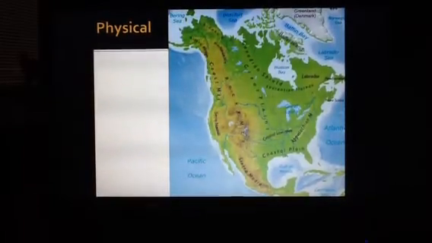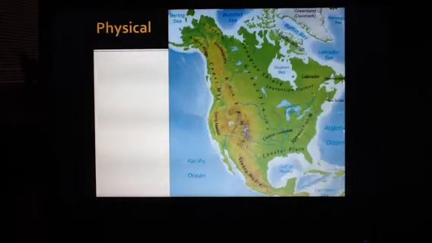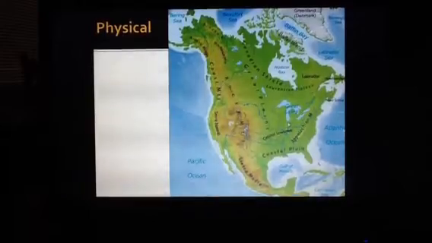Looking at the physical regions, we have three major regions. You have the mountainous region of the west, which is a continuation of the Sierra Madres through Mexico. That's the Rockies, which carry all the way up through Canada and kind of split off once you get into the Yukon Territory and Alaska. You have the Great Plains, which includes the coastal plains, central lowlands, the Canadian Shield, and you also have the Appalachian Mountains, or Appalachian Mountains. It depends on where you're from.